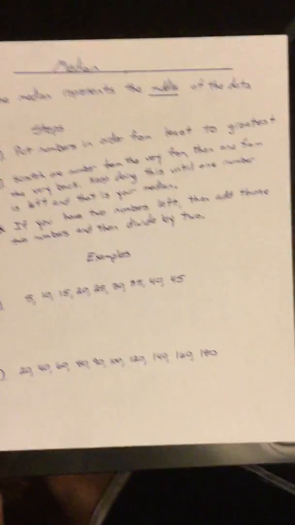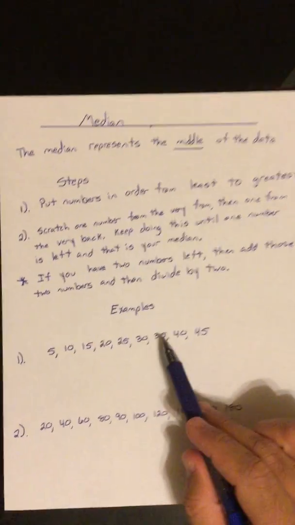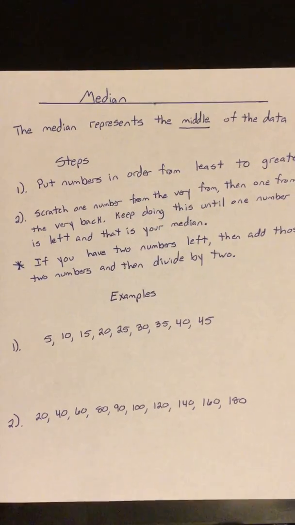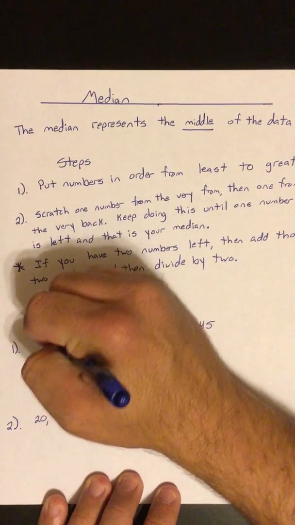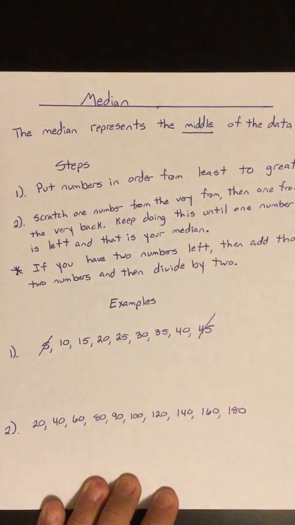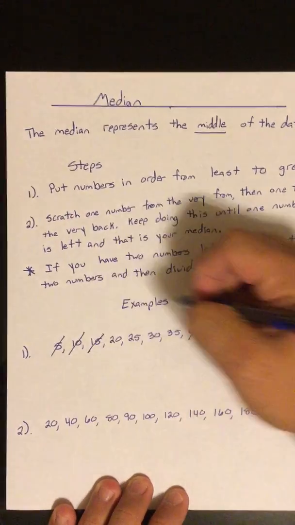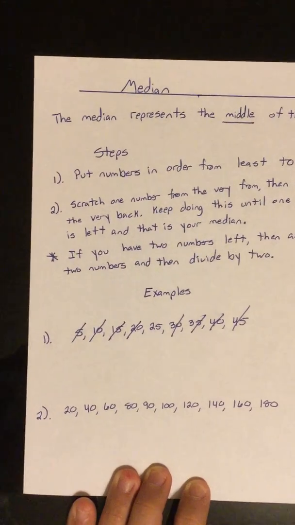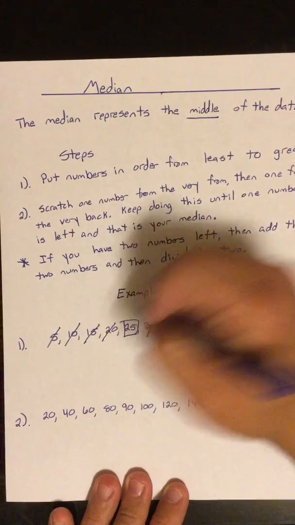So here's an example. Number 1, we have 5, 10, 15, 20, 25, 30, 35, 40, 45. Step 1 is to put them in order from least to greatest. I've already done that. Now, I scratch one off the front, one off the back. One off the front, one off the back. Well, would you look at that? I'm left with one number.